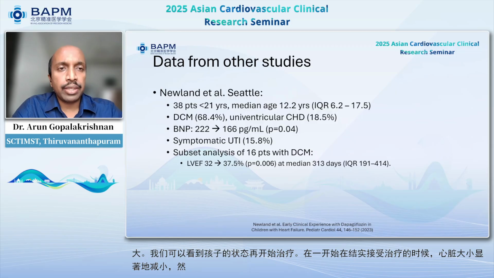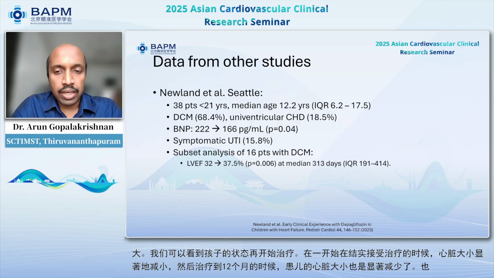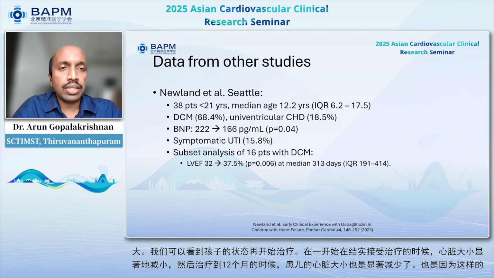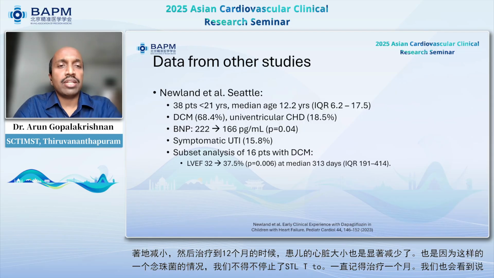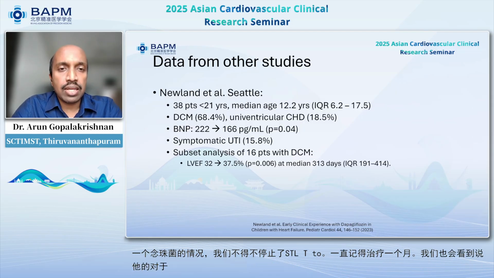The elegant paper by Newland et al. was published in Pediatric Cardiology in 2023. They reported 38 patients with a median age of 12.2 years, majority dilated cardiomyopathy, and close to 20% were univentricular heart disease. Their study reported a significant decrease in BNP levels on follow-up, and the UTI rates were much higher.